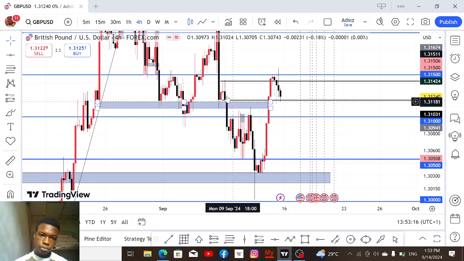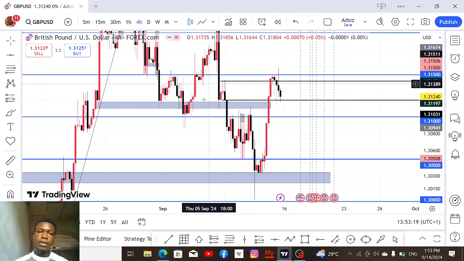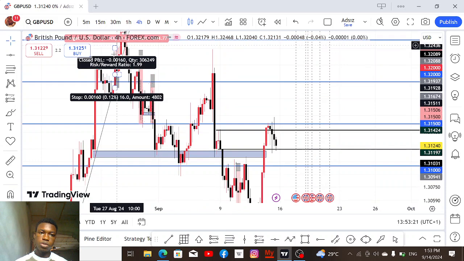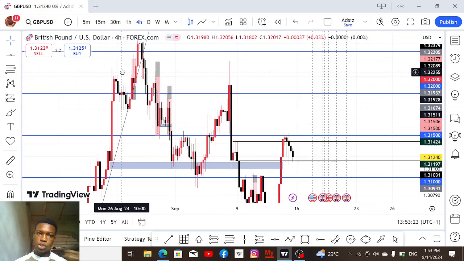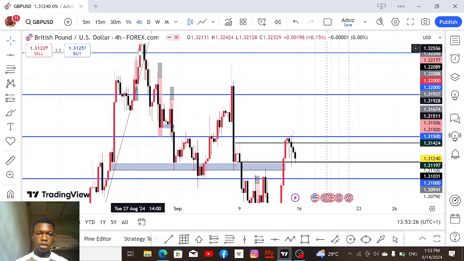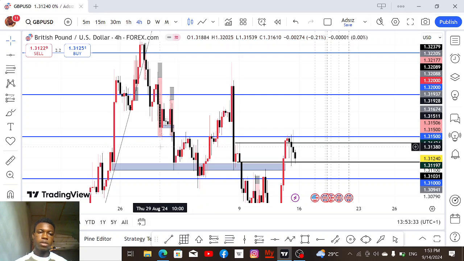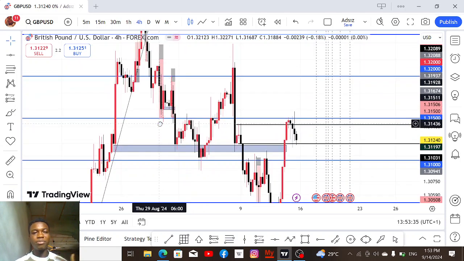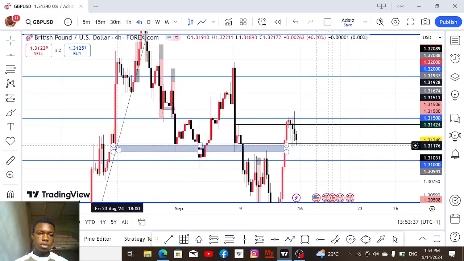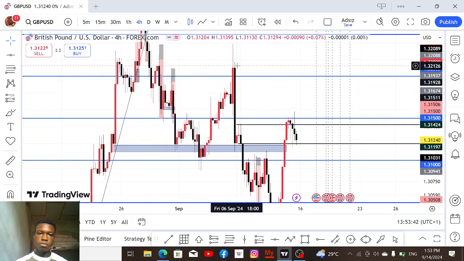After marking it, I saw that the market was on a downtrend last week. That week was really a profitable week for me. The market was really on a downtrend and I was selling and selling and making profit. Upon getting to this point, the market reversed up massively. After reversing up massively, there was news, and the news dragged it down massively also.